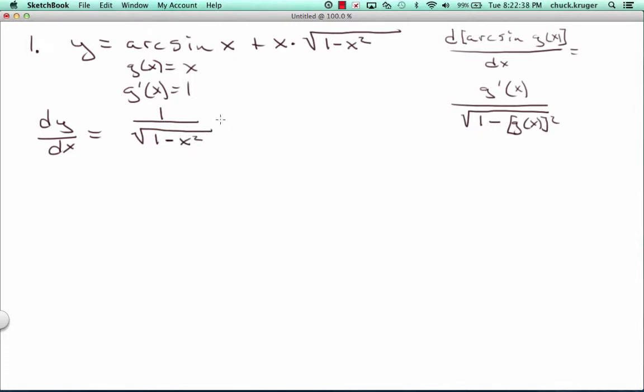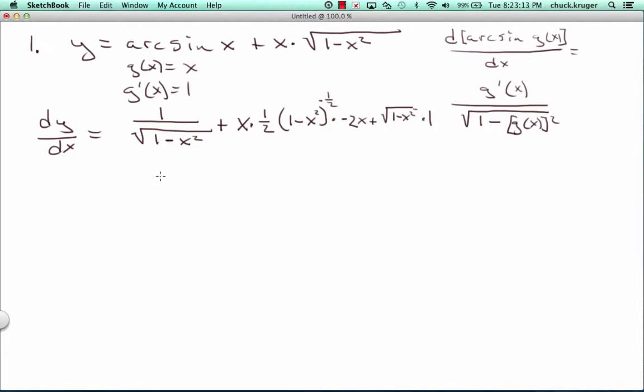So over here I got plus. Now I got the chain rule here. Notice I put the times in there. So it's x times 1/2 times 1 minus x squared to the negative 1/2 times the derivative inside, a negative 2x, plus the square root of 1 minus x squared. I'm going to times the derivative of x, which is 1.